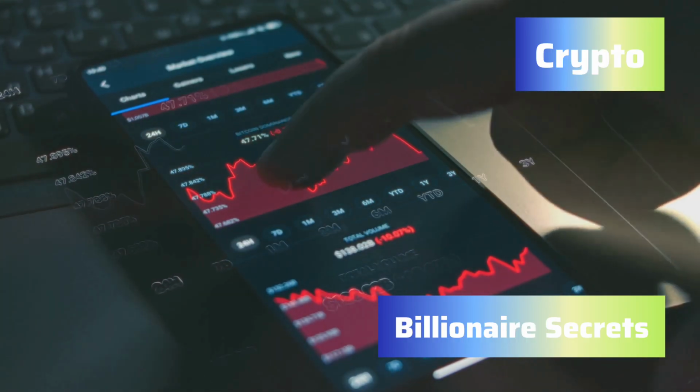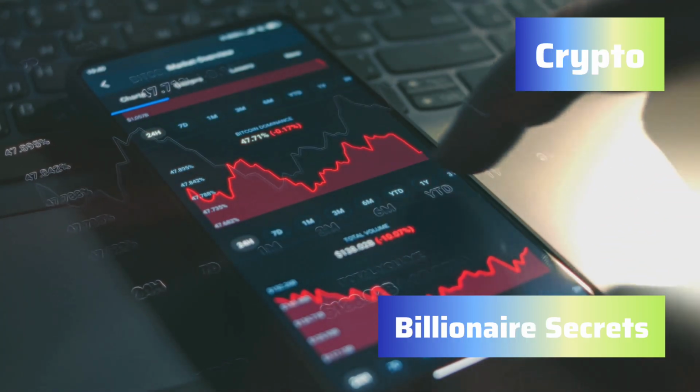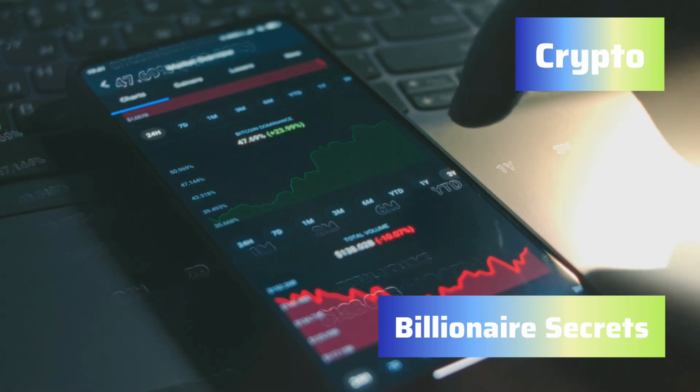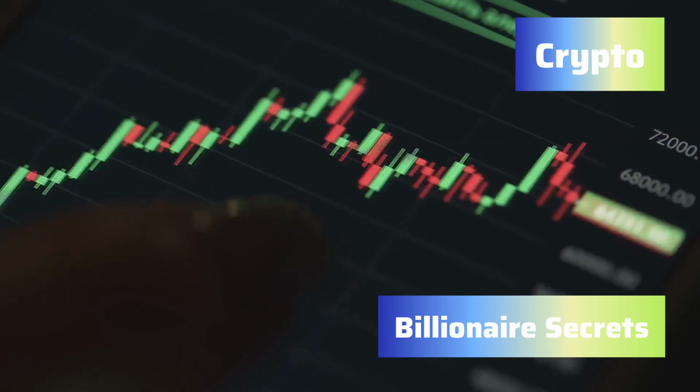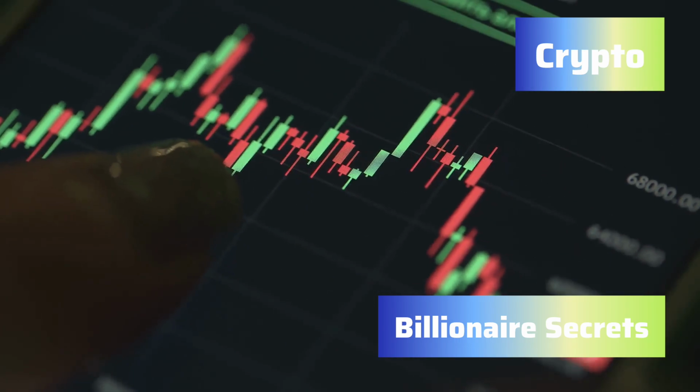Identifying a downtrend is crucial because it tells you that the sellers are in control, and it might not be the best time to be buying, at least not until you see signs of the trend changing. The third type of market is a sideways or ranging market.